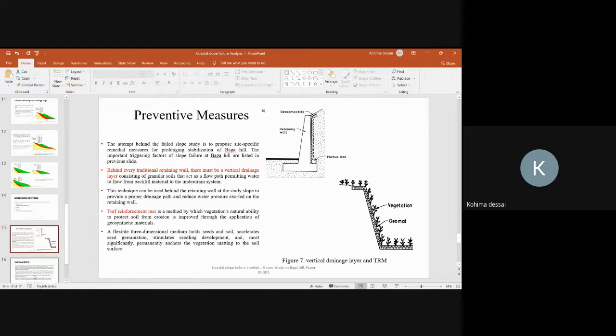In this, vegetation is grown, and due to these plants, there is a permanent anchoring of the vegetation mat to the soil surface, and hence it reduces the erosion capacity of the soil. This type, that is the turf reinforcement mat, is suitable for heavy runoff areas.